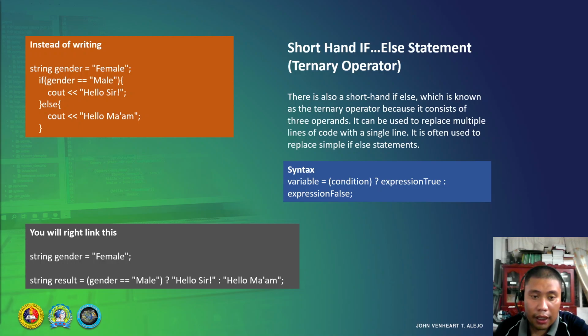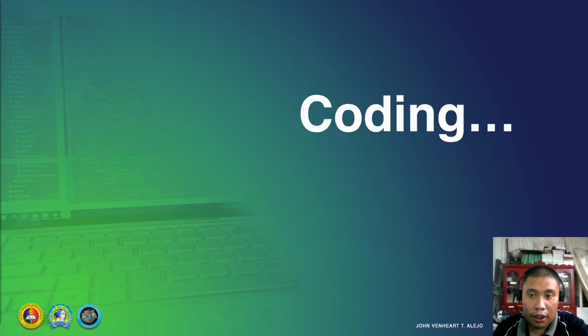Then next is the colon, which is telling that the second expression will be for false. So it will output hello ma'am. So we will try to write it on Code::Blocks.